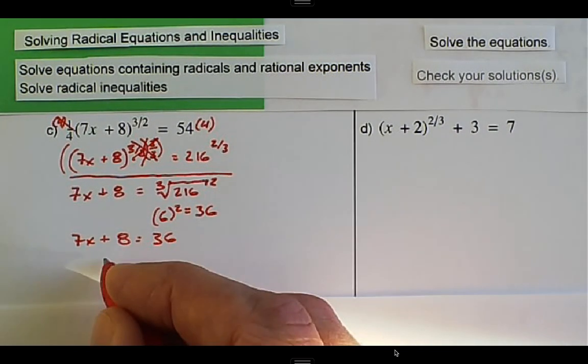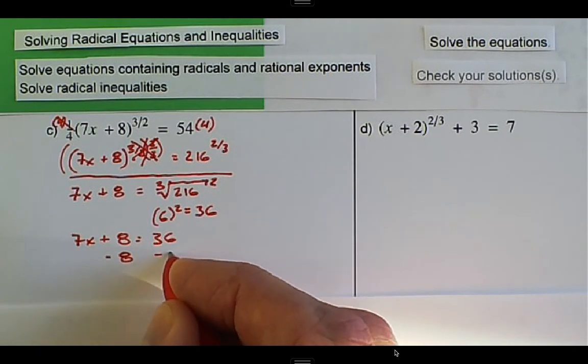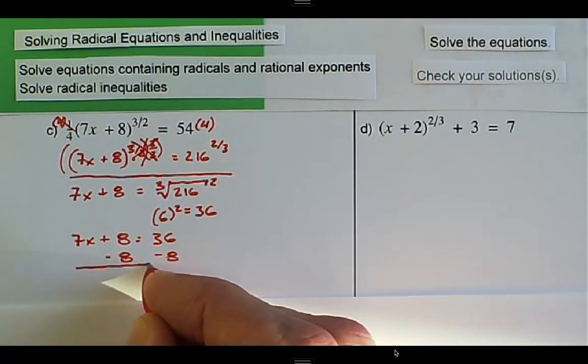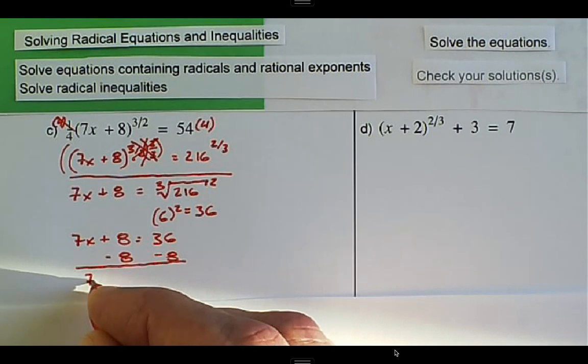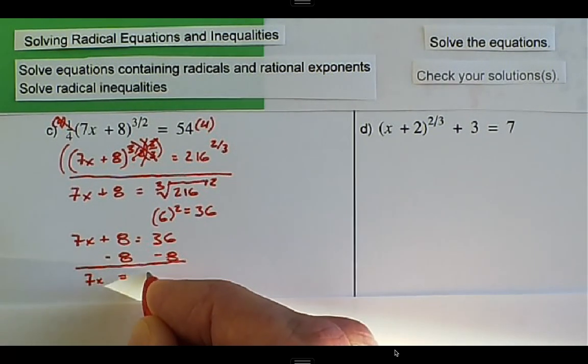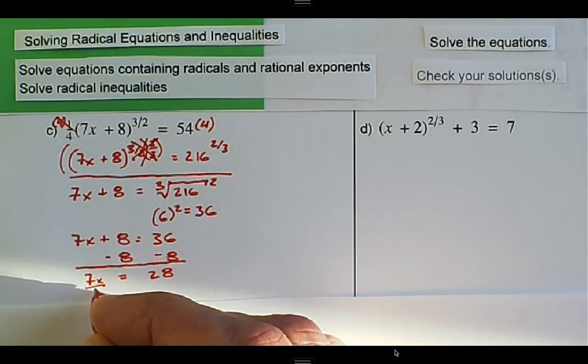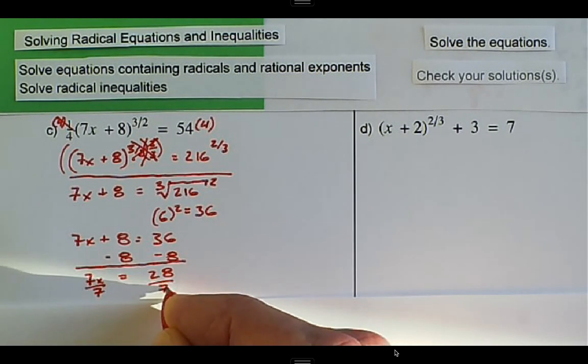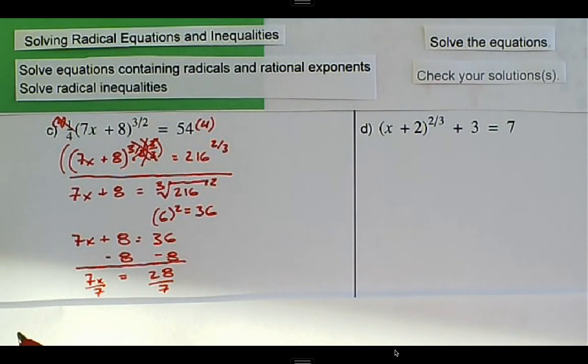Then we can subtract 8, and we get 7x is equal to 28. And divide by 7. And then we get x is equal to 4.